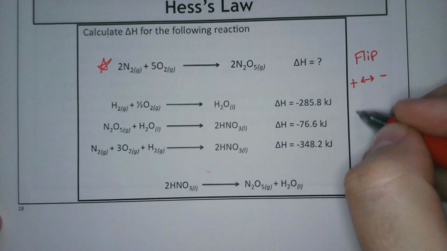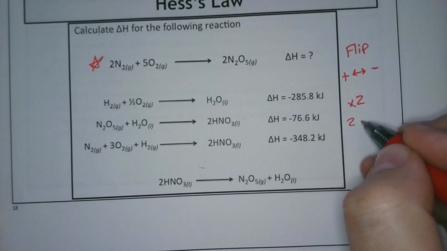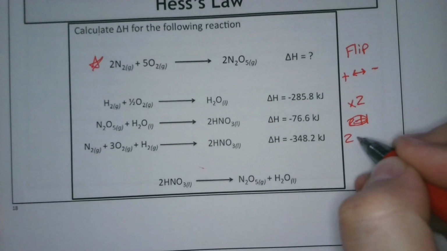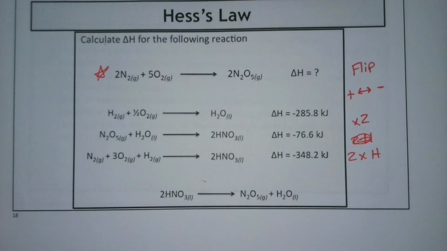And then if you need to multiply by a factor, maybe you need to multiply everything by 2, you just multiply the H by 2. So it's really convenient with thermodynamic quantities. As we know with equilibrium, it's not as convenient as this. You have to do other things, but enthalpy values are simple.